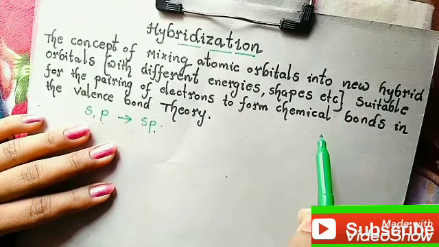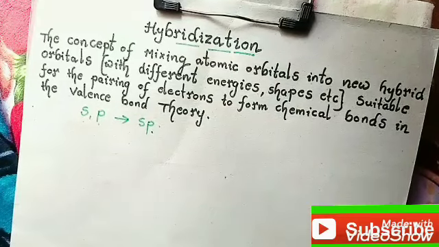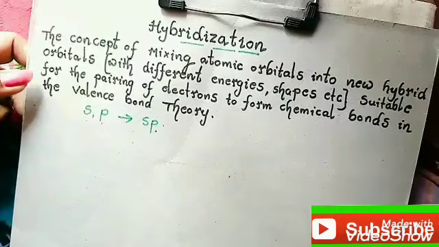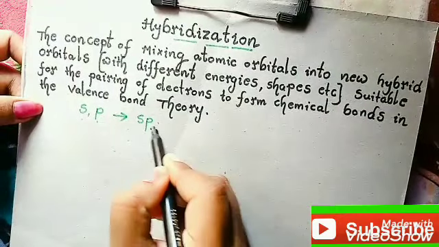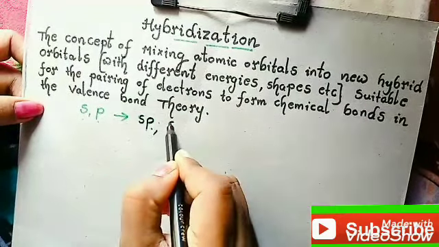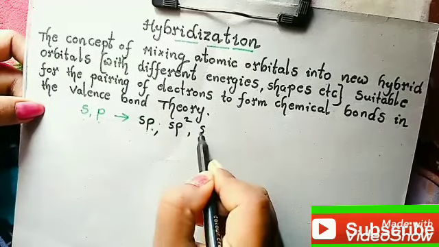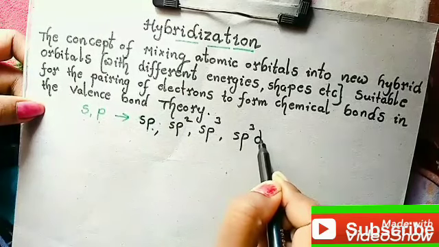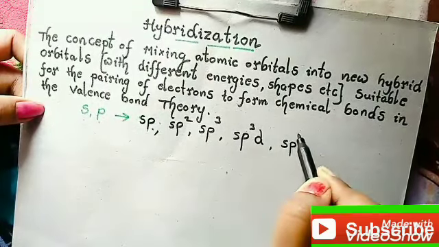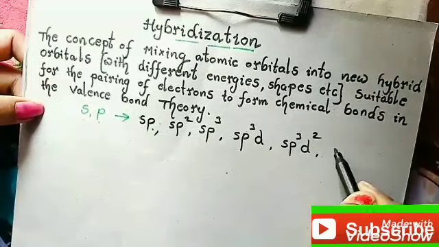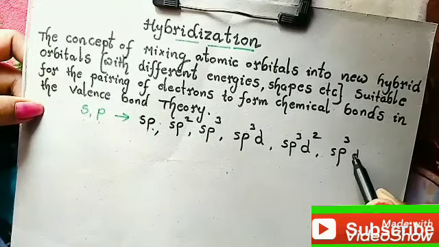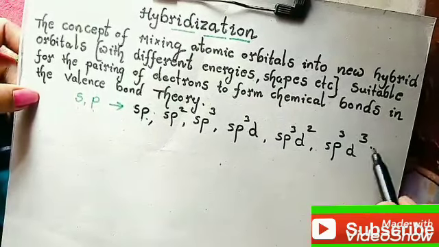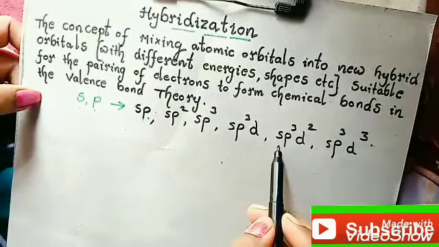Okay students, let's get into the topic. Types of hybridization, those are, first one students, that is sp hybridization, and students sp2 and sp3, sp3d, sp3d2 and sp3d3. Okay students, this is about the types of hybridizations.